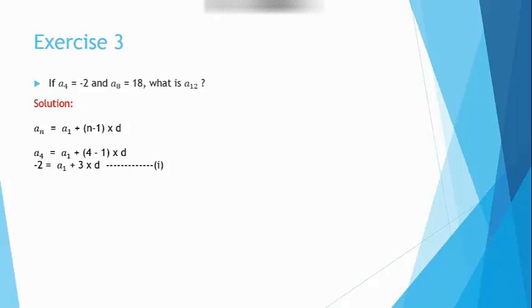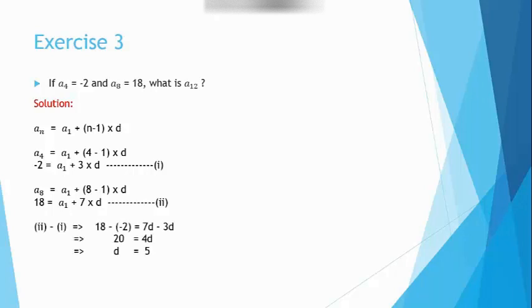And then we are going to derive an equation for a8, which is the eighth term. That would give us 18 equals a1 plus 7d. Now we have a1 and d in both the equations. So first we'll get rid of either a1 or d. So I have taken away a1 from both the equations by taking away the first equation from the second equation.